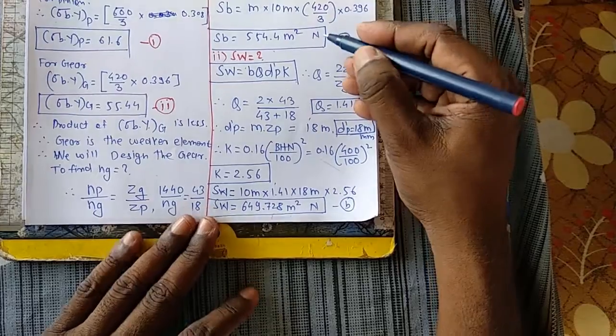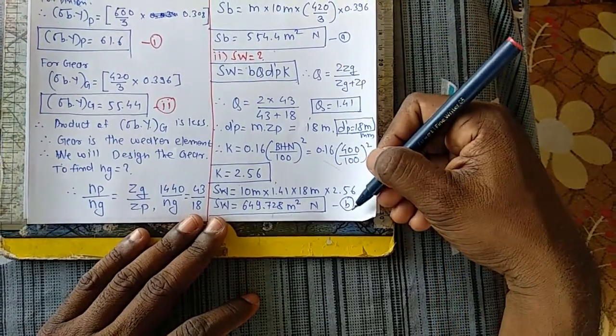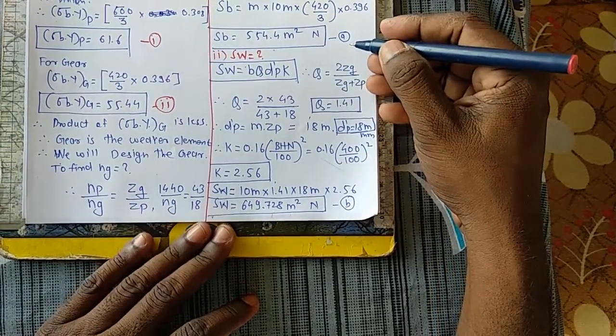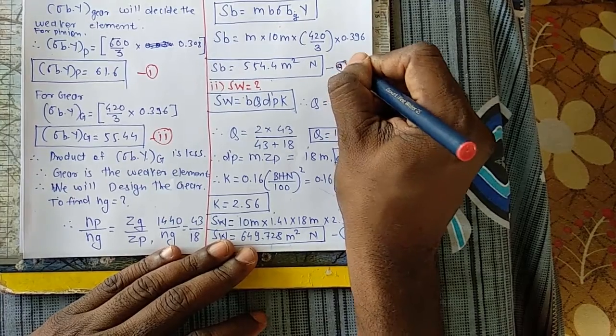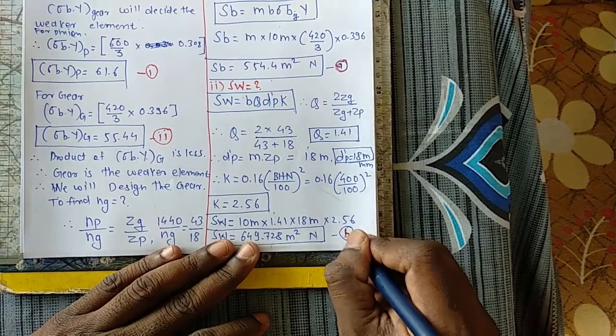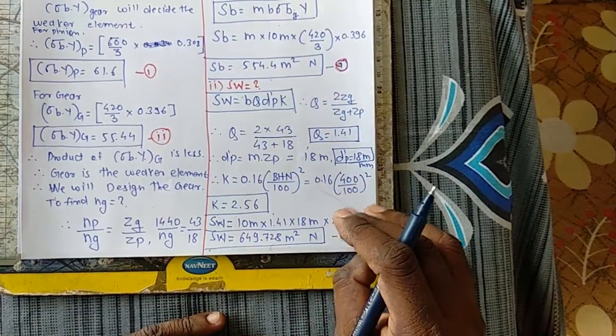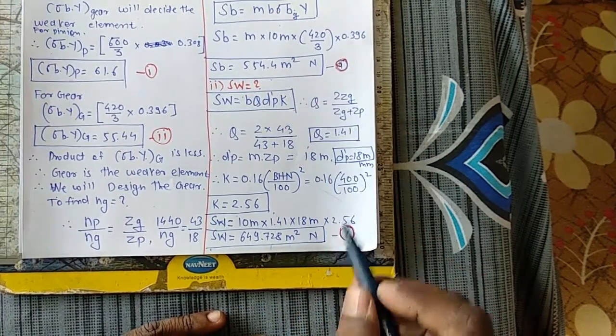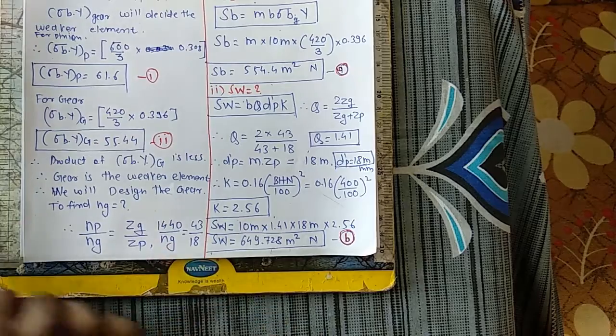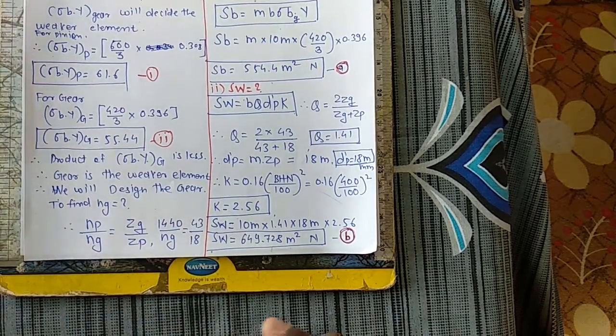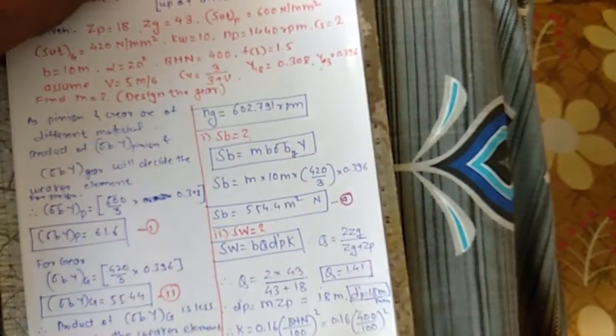Means we have calculated the beam strength. We have also calculated the wear strength. Now I will compare equation A and equation B. If you compare A and B, you will come to know that beam strength is less than the wear strength. So that's why SB, the beam strength, is the criterion for design.